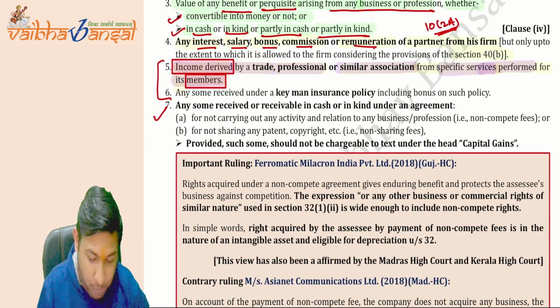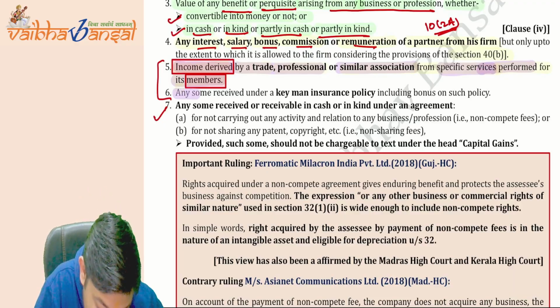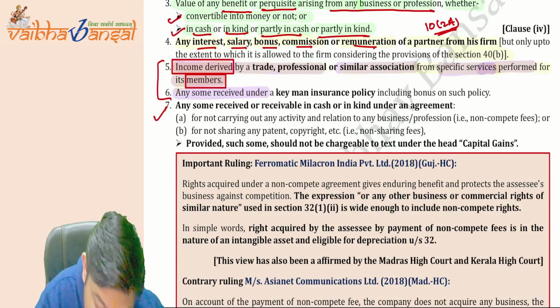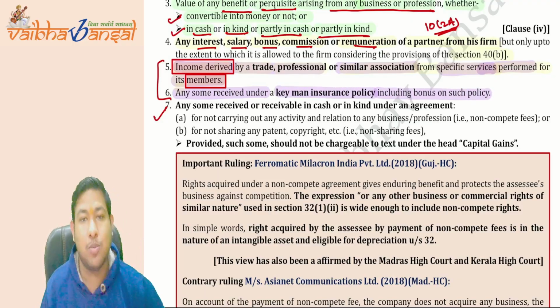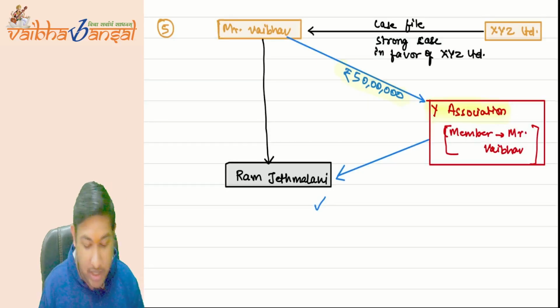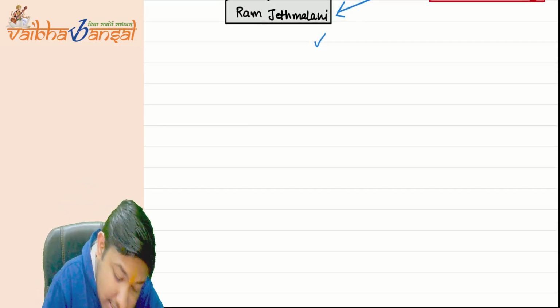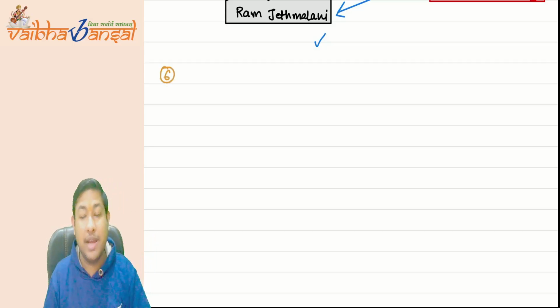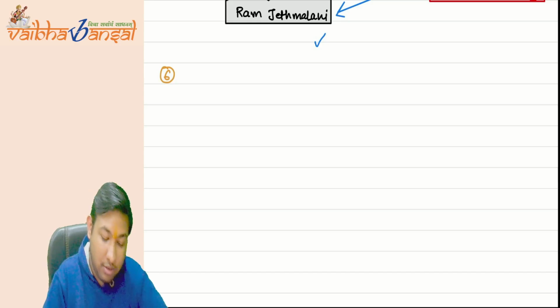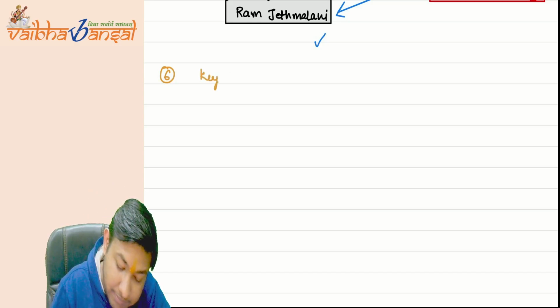Now coming to the sixth point. What it says: any sum receivable under a key man insurance policy, including bonus on such policy. Now coming to point number six. I hope you are enjoying these lectures and making these notes as well. Now, the key man insurance policy.